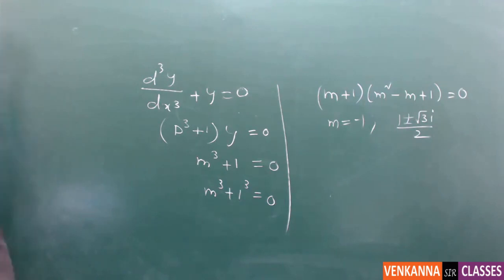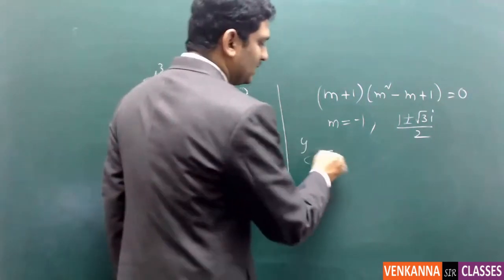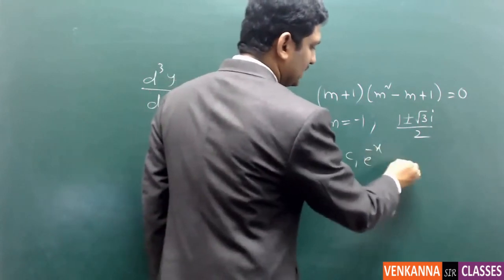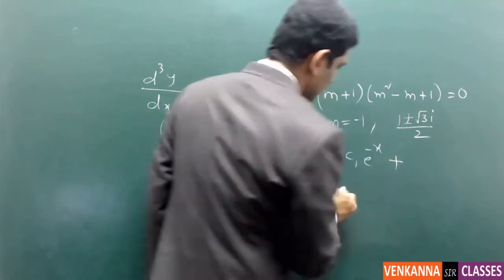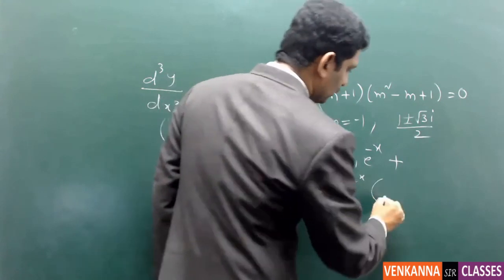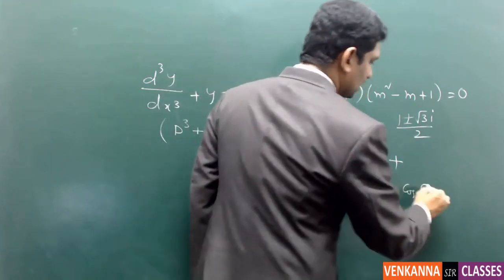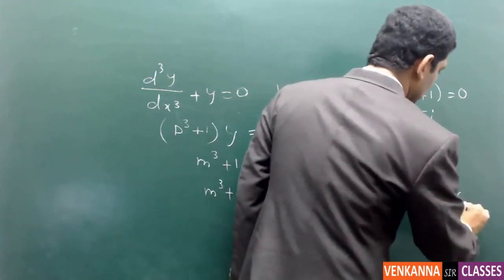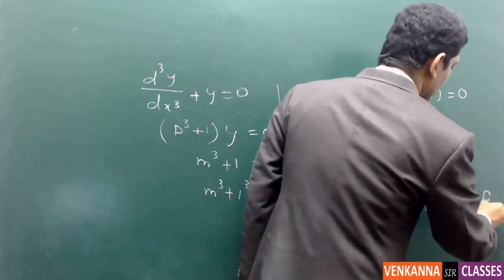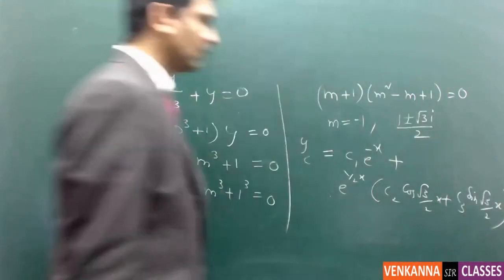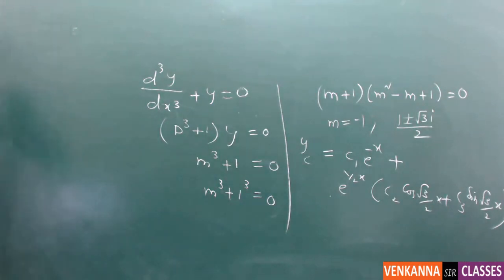So the final solution is y_c equals c1 e power minus x plus e power 1 by 2 x into c2 cos root 3 by 2 x plus c3 sin root 3 by 2 x. That was the solution. So please take a note of that, and inform.